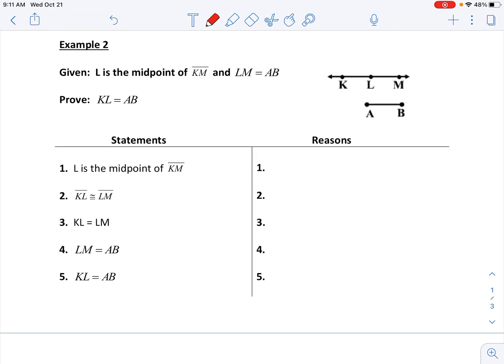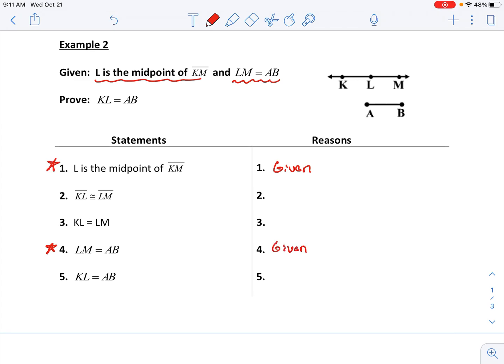Example 2 says L is the midpoint of KM, and we're given that LM is equal to AB. So something kind of weird here. We see that L is the midpoint of KM. I see that in our first statement, so that's given. But this next piece, LM is equal to AB, I'm just going to point out down here that it is also our given. So we have actually given in 2 spots.